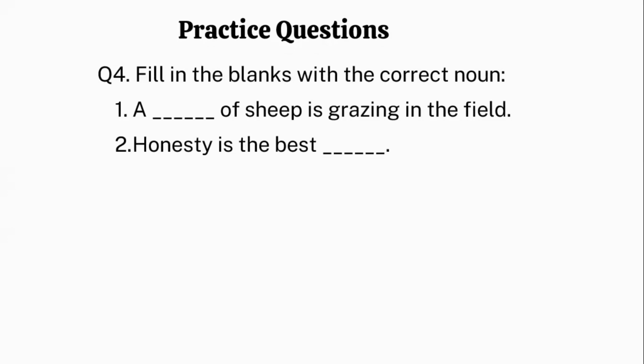Next, fill in the blanks with the correct noun. First, a blank of sheep is grazing in the field. Second, honesty is the best blank. Now the answer: first, a flock of sheep is grazing in the field. Second, honesty is the best policy. Okay, you get it?